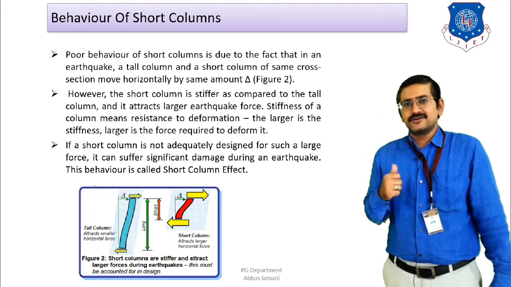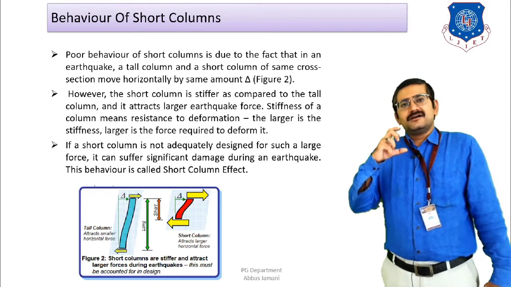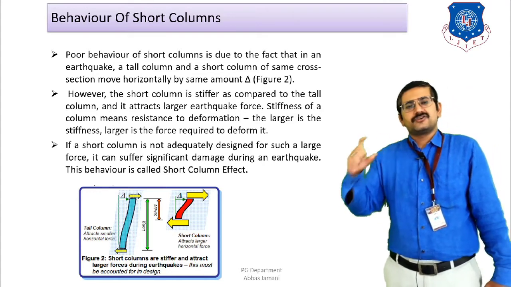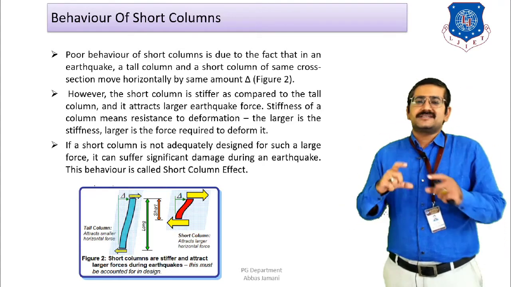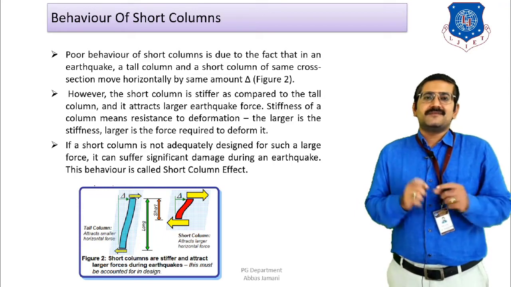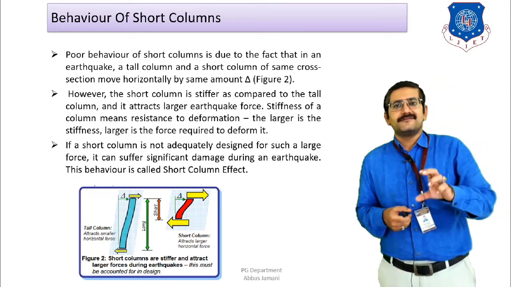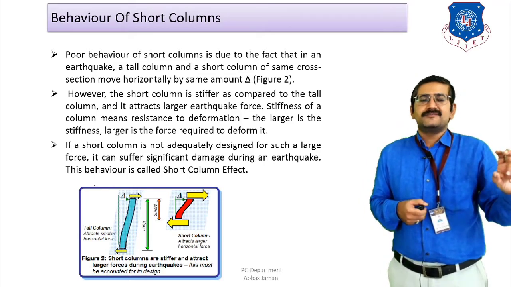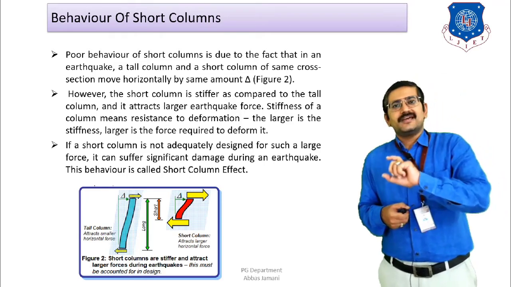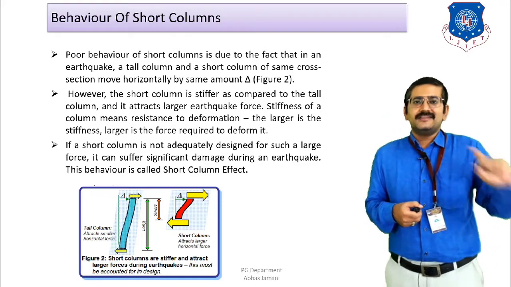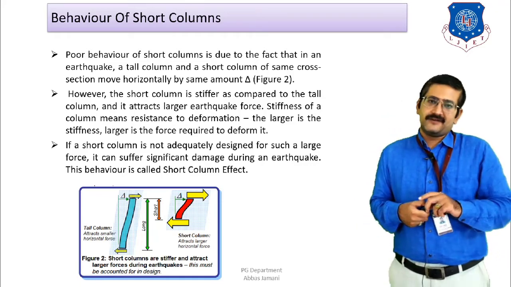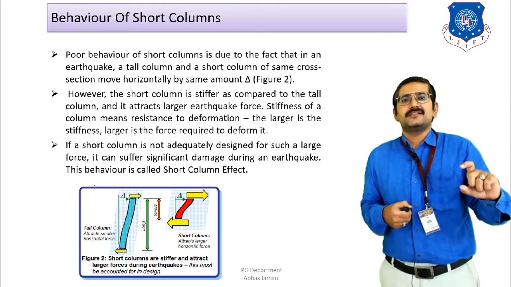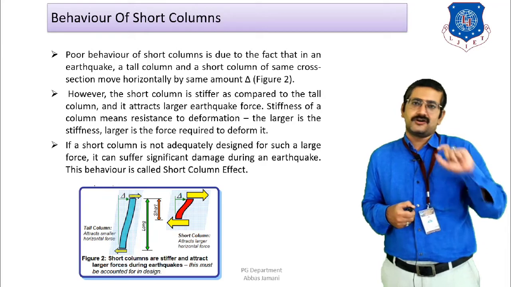That is, if a floor story height is such that a tall column is present and a short column is also present, the cross section, that is the size of the column, is going to be the same. Let us say I am having a column of 300 by 450 mm, right? Now the geometry of the building is such that the unsupported length of one column is 3 meters and the unsupported length of the other column is 1.5 meters. As a result, the column with an unsupported length of 1.5 meters is going to be a short column, right?